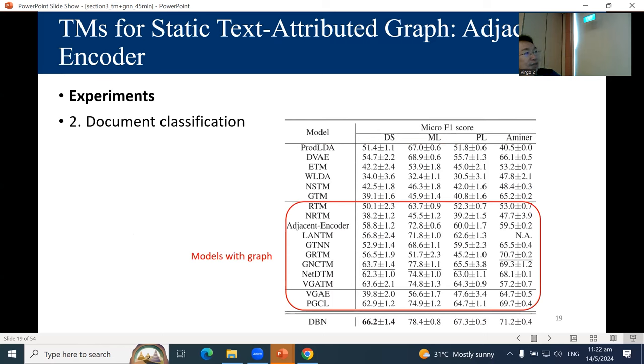So this is document classification. Again, what we see here is that 66 is pretty much higher than the previous ones, including the previous adjacent autoencoder as well. Okay, so these are a couple of models for what we call static graphs. Static simply means they're conventional graphs. There are also different variants for dynamic and so on, but we don't cover everything. If you're interested, you can let us know, and we can point you to the relevant papers as well.